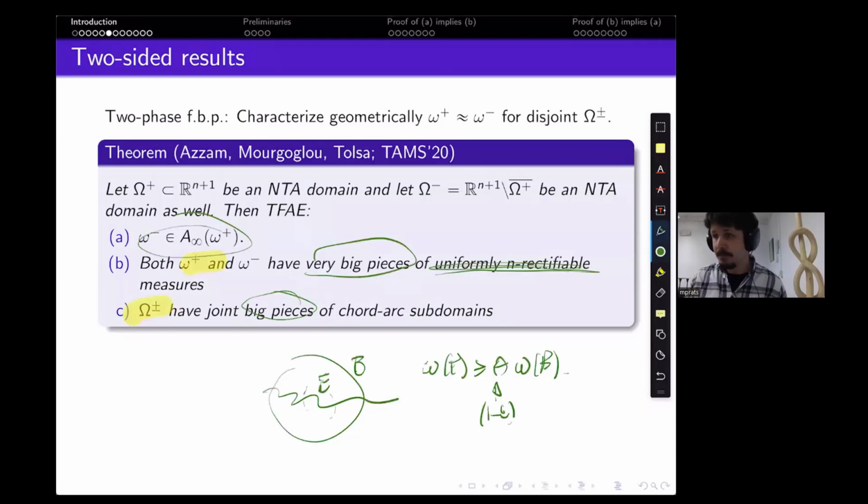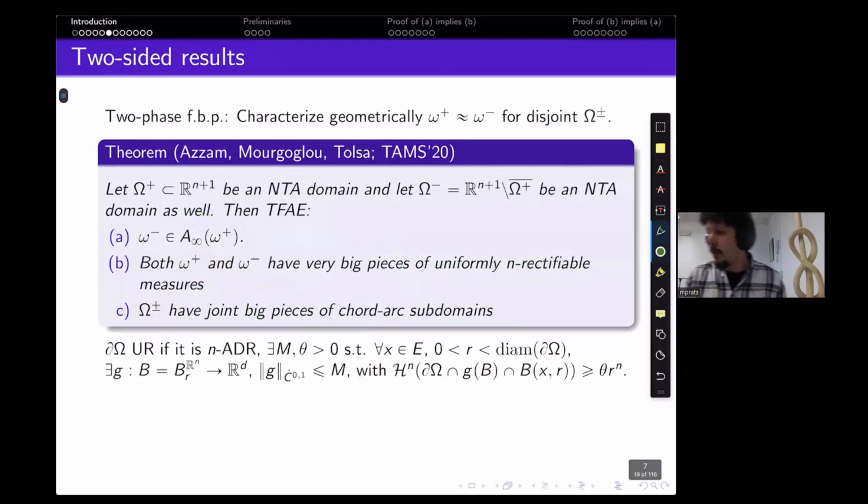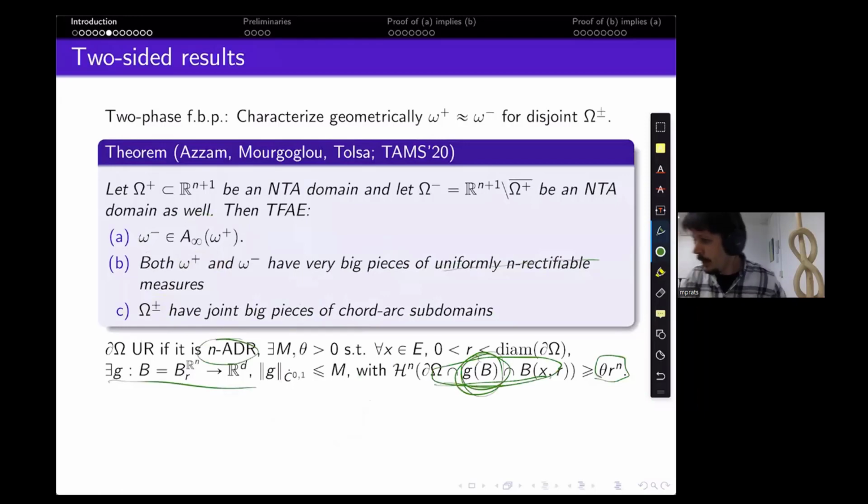Okay. Next, well, uniform rectifiability. I have to mention this. You already have heard many times what is UR, so Ahlfors-David regular, and the image is like almost everywhere, no, sorry, a big part is contained in the image of a Lipschitz function. Okay, and the constants are uniform. These constants are uniform. This is uniformly rectifiable.